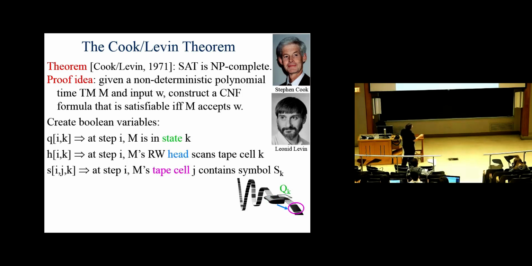So here's the machine, here's its state Q sub K, here's the read-write head pointing to the tape. The H Boolean variables are all indexed by I and K. At step I, the machine's read-write head will point to the kth cell on the tape, and this will be true if and only if H sub I comma K is true. If not, it'll be false. S sub I, J, K is another sequence of indexed Boolean variables that mean at step I, the machine's tape cell number J contains the symbol K from the alphabet, the kth symbol from the alphabet.